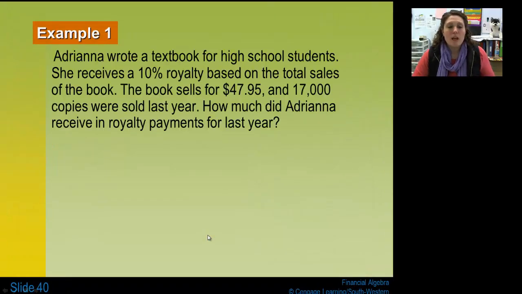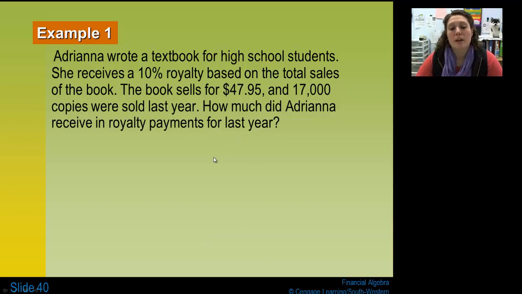Example 1. Adriana wrote a textbook for high school students. She receives a 10% royalty based on the total sales of the book. The book sells for $47.95, and 17,000 copies were sold last year. How much did Adriana receive in royalty payments for last year? So she gets 10% on the total sales.